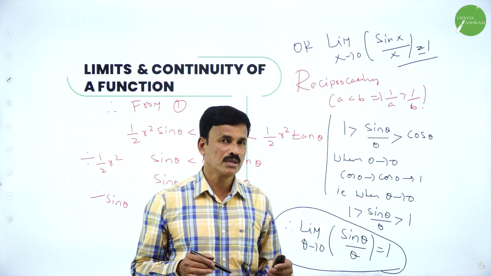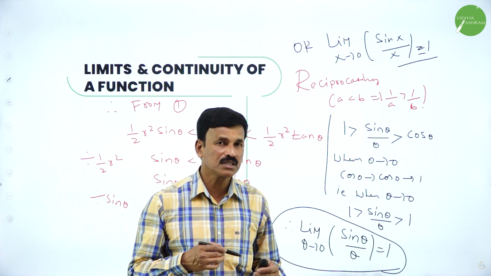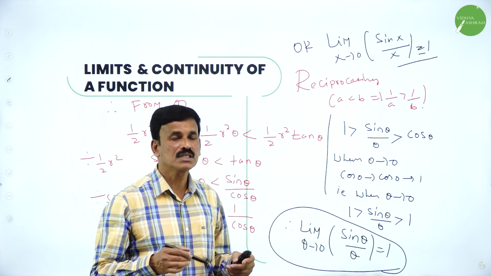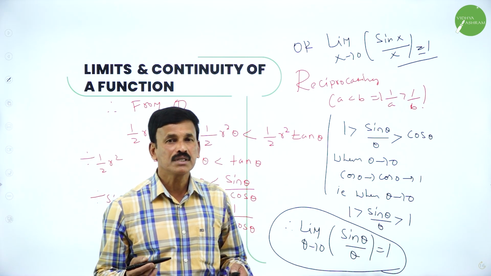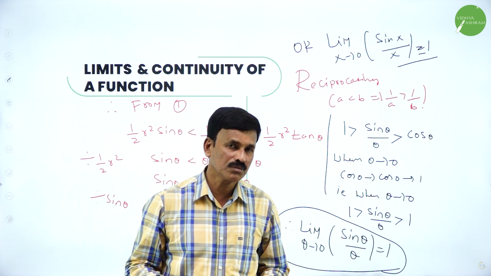So these are a few problems for 5 markers and 1 marker. You may expect this question for your final examination for 5 marks and some MCQ questions based on this, and limit x tends to a of x raised to n minus a raised to n divided by x minus a is equal to n a to the power of n minus 1.